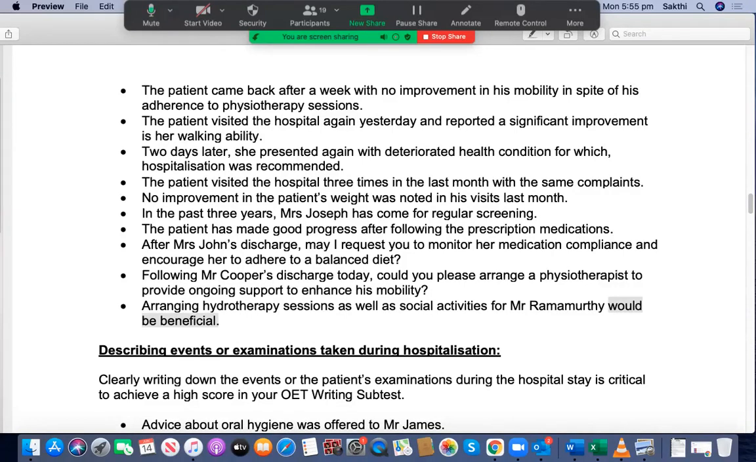Why? Because you can't start any sentence in the letter with a verb without using any polite phrases. You can also use "please arrange hydrotherapy sessions as well as social activities for Mr. Ramamurthy." That is acceptable. But don't start a sentence by saying "ensure the patient takes enough fluids." That's wrong. Please use "kindly ensure," or "please ensure," or "could you please ensure," something like that. You have to use those polite phrases to make your letter more formal. Do you understand? Yes, sir. Can I have other students' questions as well? I think someone was asking a question.